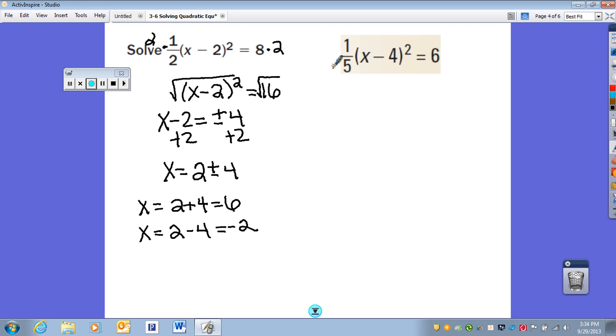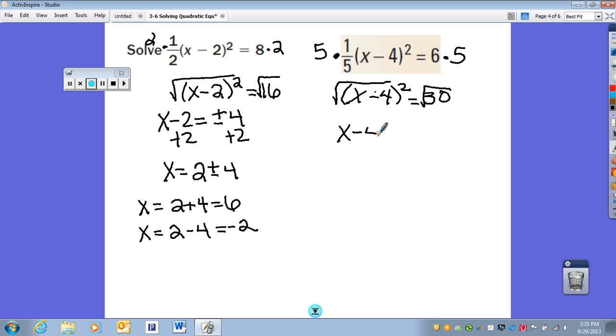In our next example, similar to the first, we have this quantity being squared, and we want to get that alone, so we're going to get rid of the 1/5. You could change it to a decimal, 0.2, or we can simply multiply by the reciprocal, which is 5 over 1. So now we have any number times its reciprocal being 1, so we have 1 times the quantity x minus 4 squared is equal to 30. So we're going to take the square root of both sides, which is the opposite operation, and it allows us to get rid of the square.